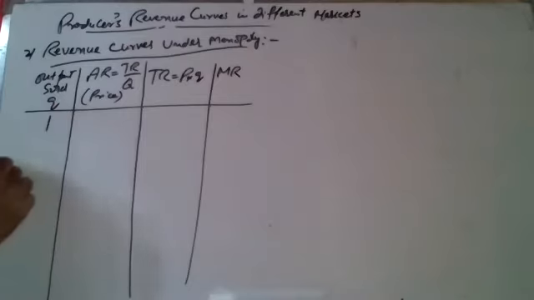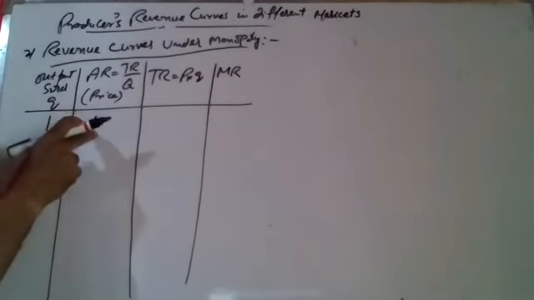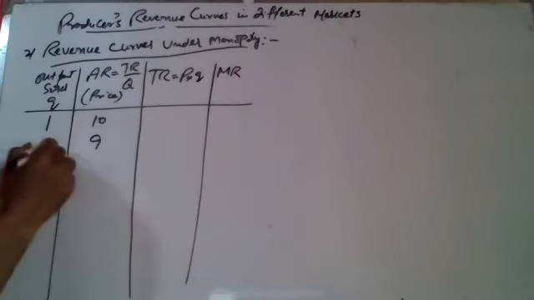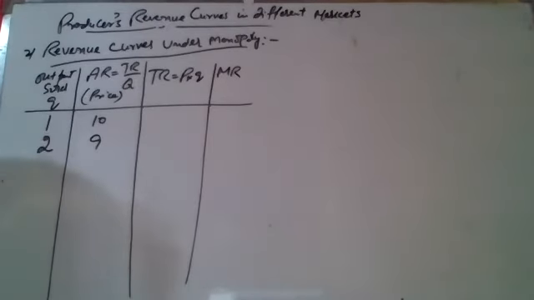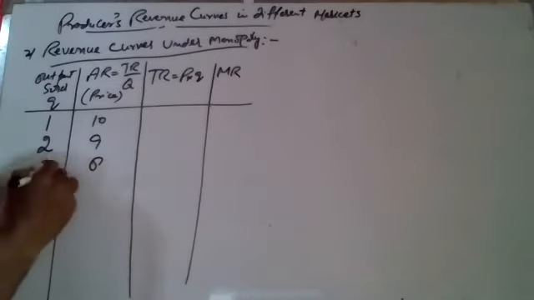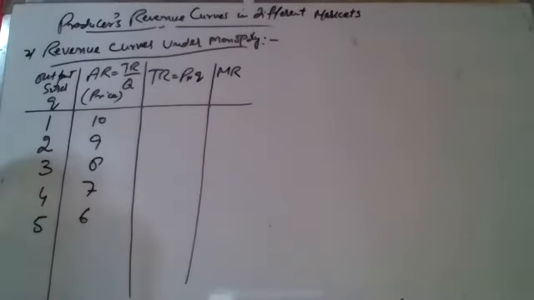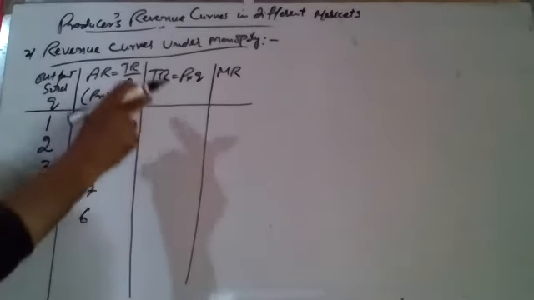If output is 1, price is 10. At price 10, 1 unit is sold. If price falls to 9, output sold or output demanded increases to 2. At 8 it is 3, at 7 it is 4, at 6 it is 5.